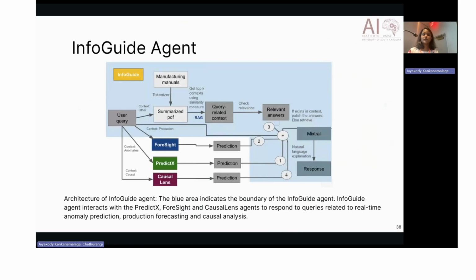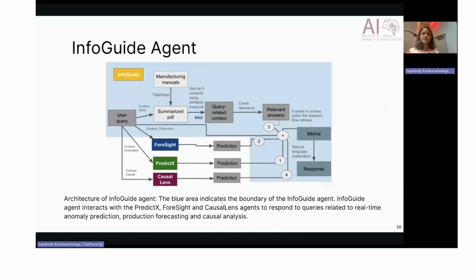So this InfoGuide agent relies on the manufacturing manuals that we got mainly from the Future Factories dataset. These manufacturing manuals include data like manuals related to robots, sensors, and operating conditions. So we have developed an internal database which includes the summarized information from these manufacturing manuals. So this summarized PDF is the internal database that I was referring to.